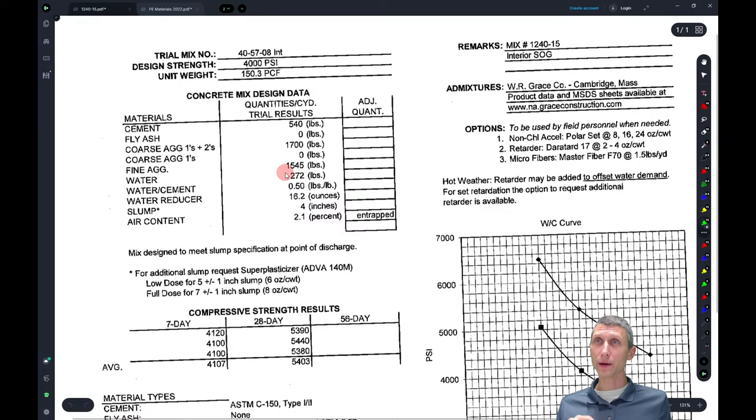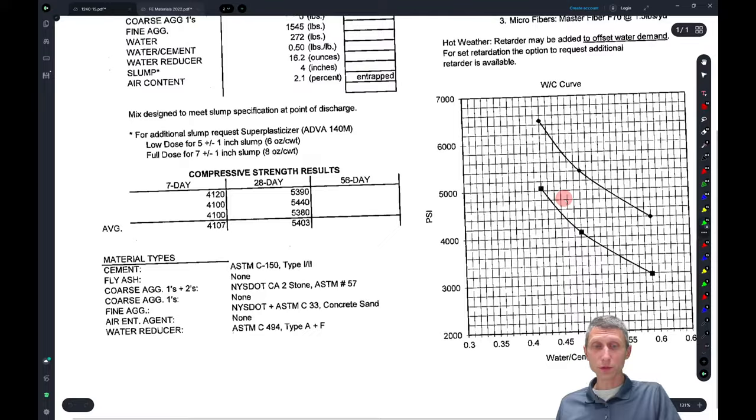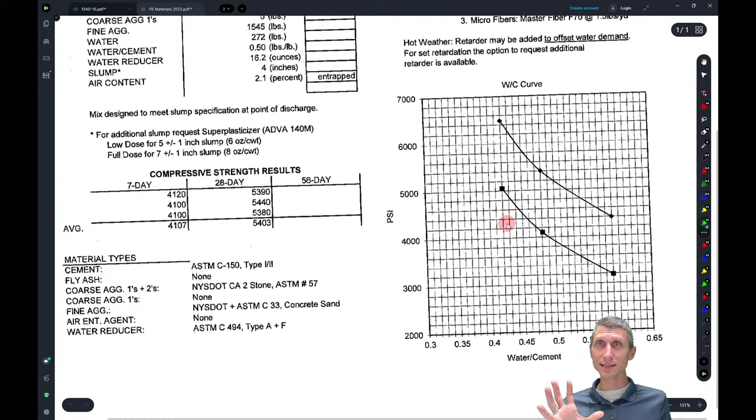And then typically what happens here is the batch plant will do some tests, right? So here's a water cement curve right above me. So what you see is as the water cement ratio increases, your strength decreases, right? So as the water cement ratio here increases, your strength decreases.